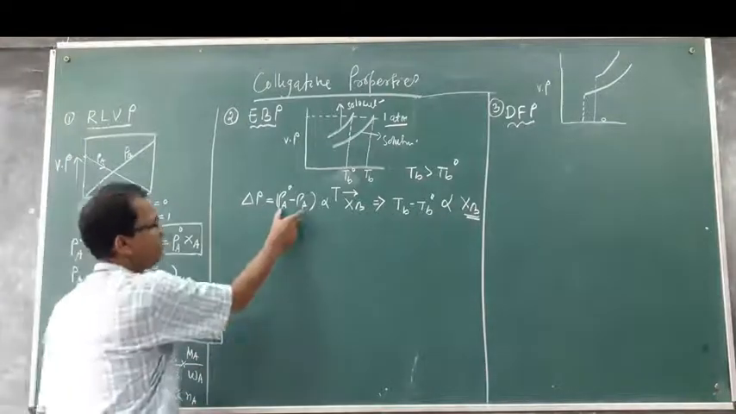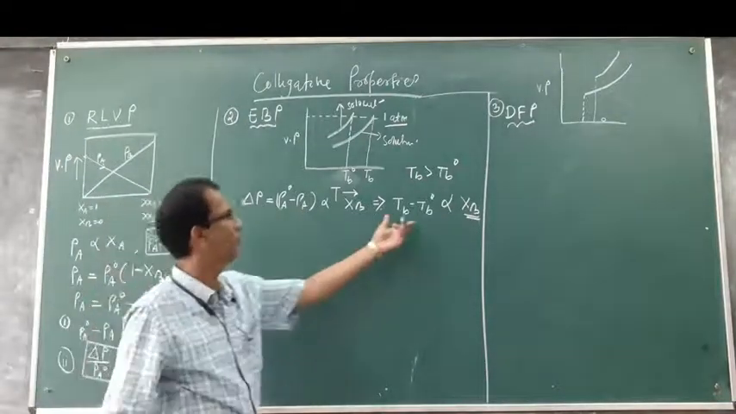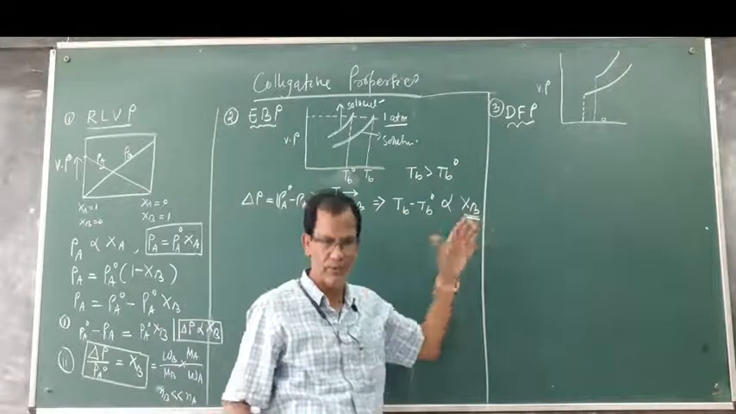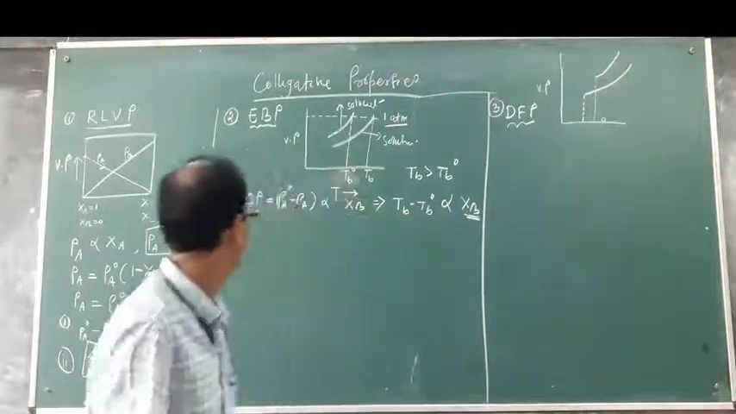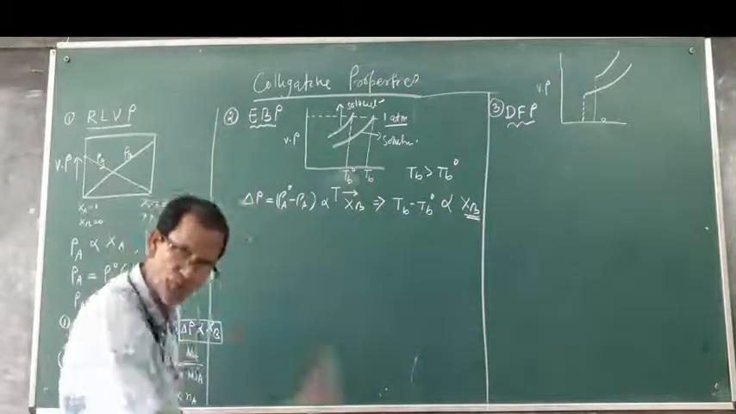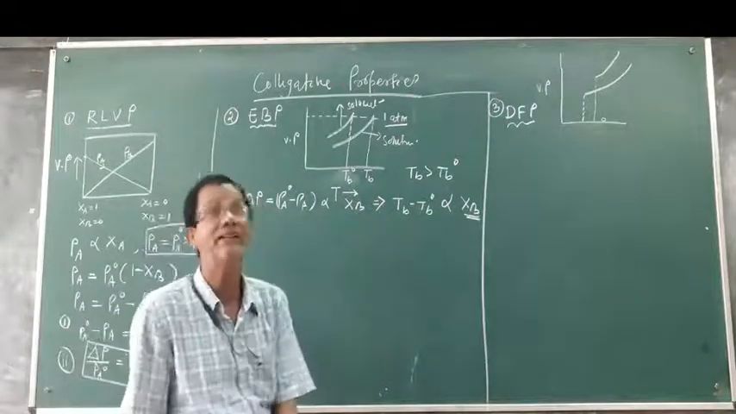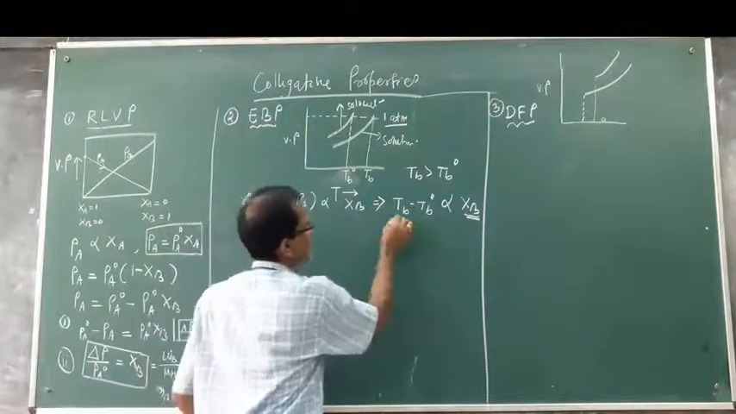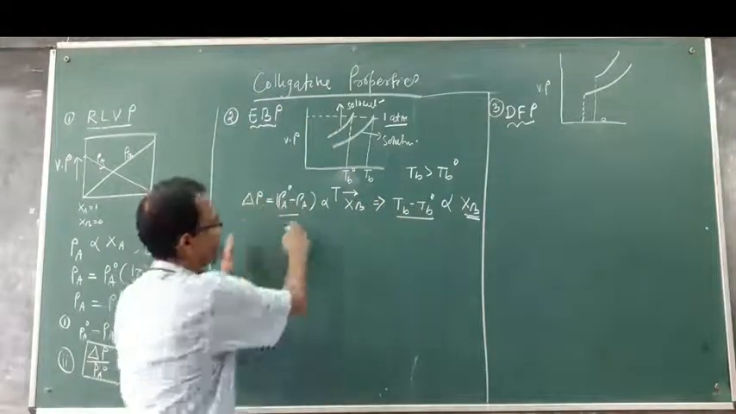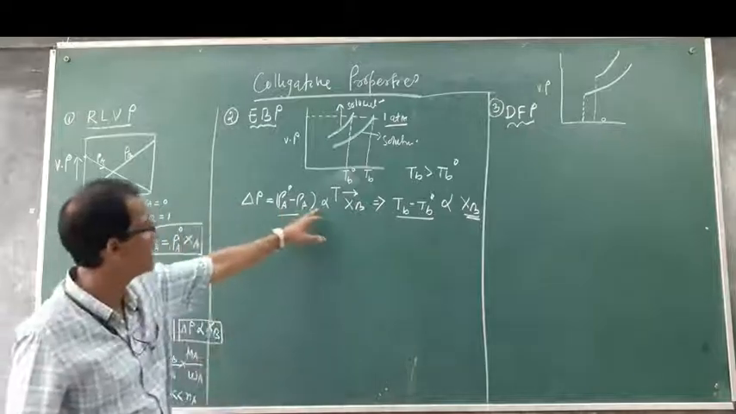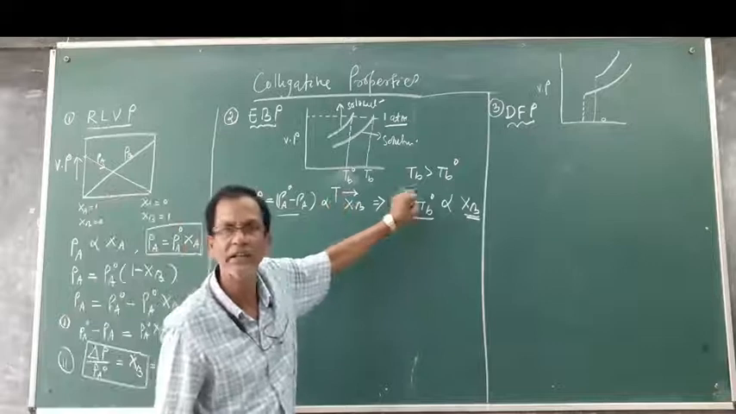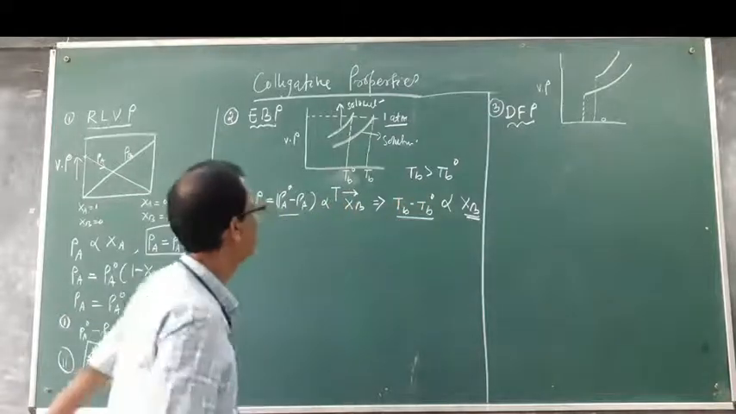Here vapor pressure decreases, here boiling point increases, but both will be directly proportional to IB. If you add more solute, then vapor pressure will decrease more, but boiling point will increase more. This is the difference between vapor pressure and boiling point. But the relation is, both are directly proportional to IB. Here a decreasing value, here an increasing value. This is the difference. Okay.